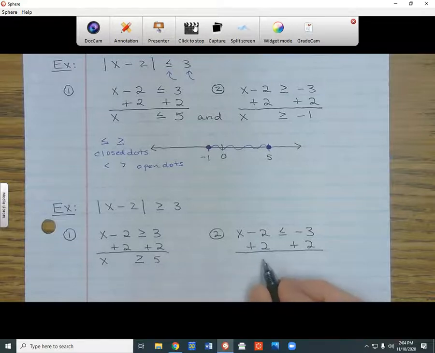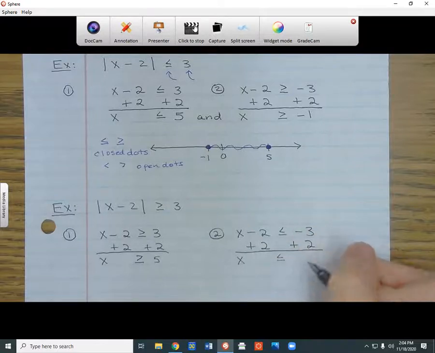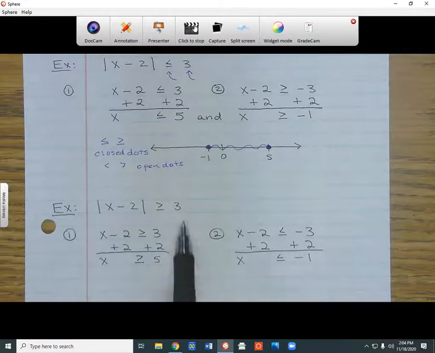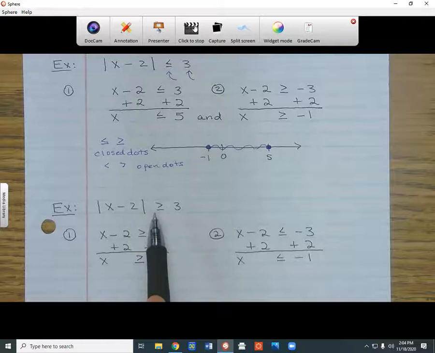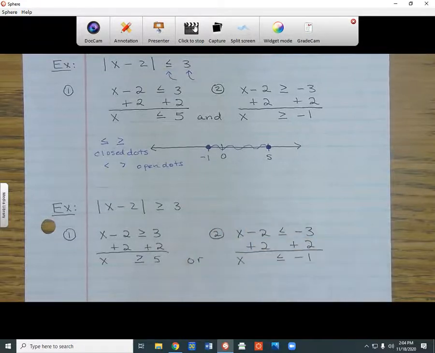Over here, the x is going to come down, the negative 2 and the positive 2 cancel each other out, the inequality sign comes down, and then negative 3 plus 2 is going to give me negative 1. So now I've got my two solutions right where I want them to be. And instead of using the word and up here, in between here, since I have a greater than sign, I'm going to use the word or. And that's going to help me visualize what's going to happen on the number line down here.